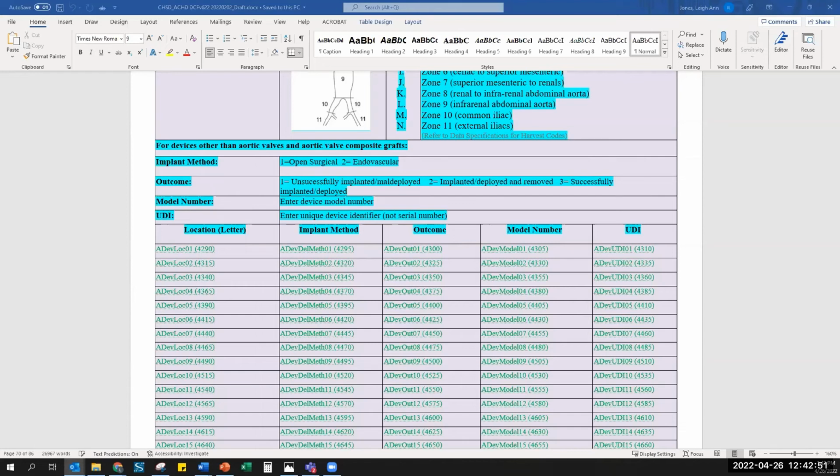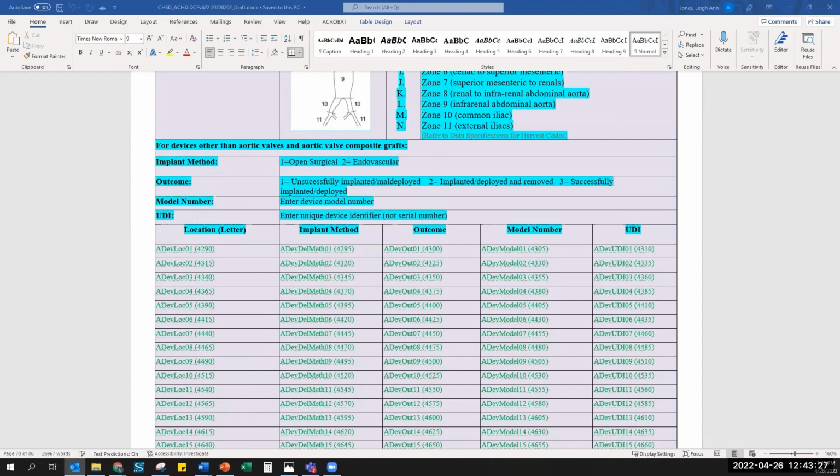Oh, aorta device, I need to say this. For when we ask people to code the devices that go into this section, these are not your commercial aortic valves or your commercial valve conduits. These are like your Hemoshield grafts. We ask people to enter the proximal side of the graft and the distal only.